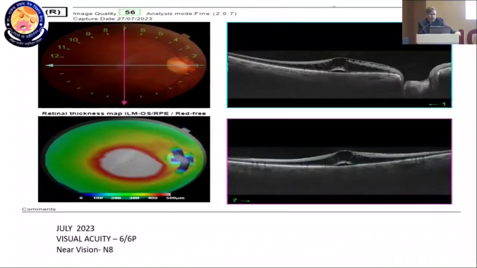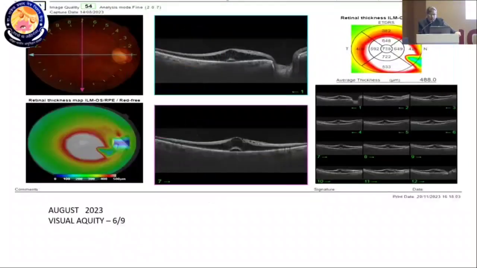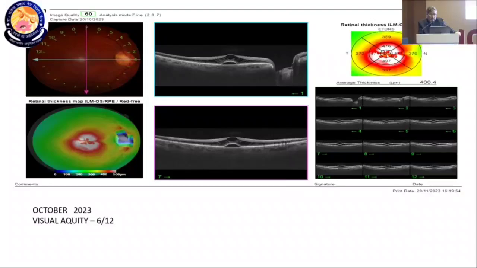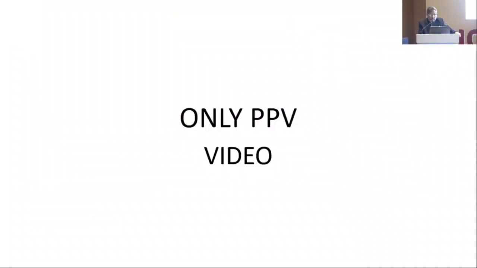Now the vision has become, now the neurosensory detachment has increased. Again, vision has become 6/12. The patient is still not symptomatic, but because we know if the patient is not operated, the patient has been convinced, we have done the surgery at this stage, pars plana vitrectomy, which everybody has seen, PVD induction, and that's all.